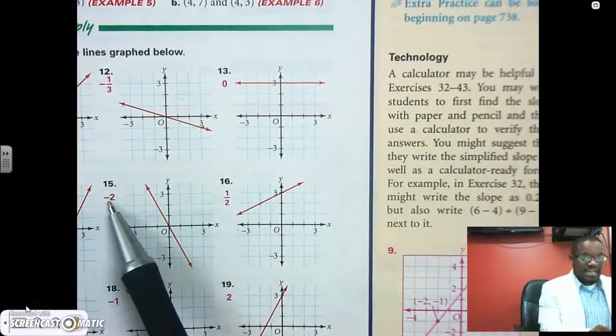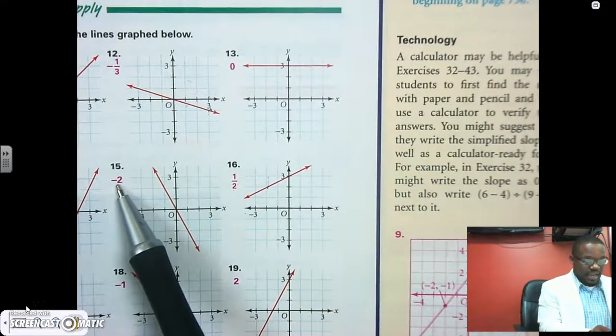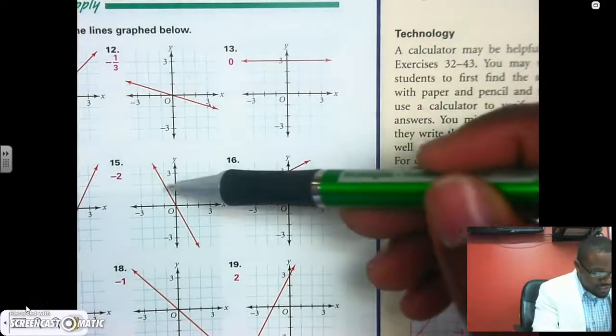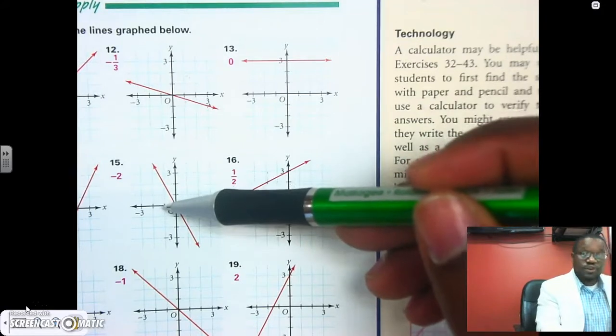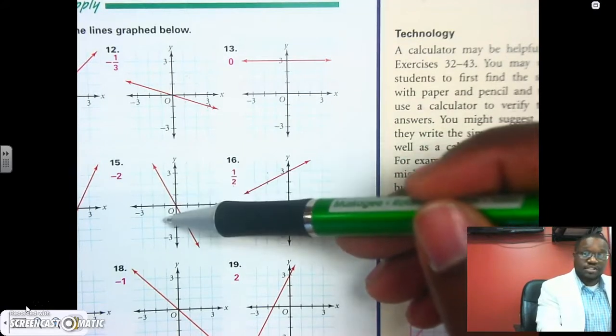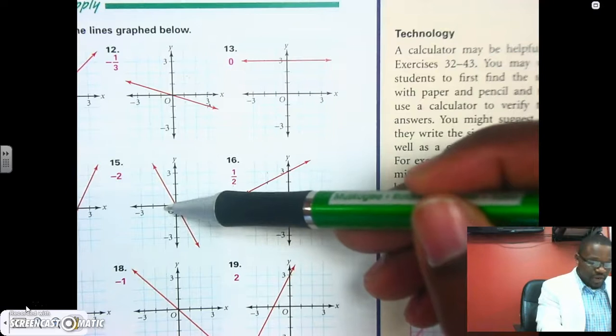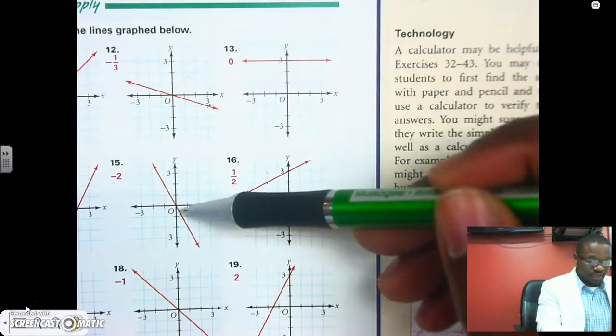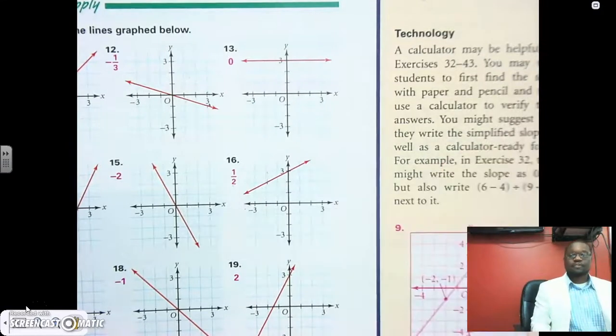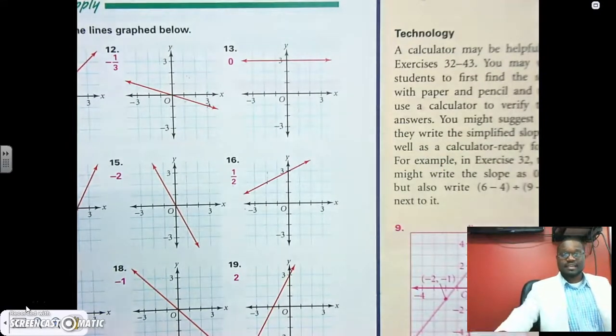Notice that this is -2 as the answer to number 15. How do we get -2? If I start here and I count down 1, 2, that 2 is on top and it's down, so it's negative. And then I count to the right 1. So what's -2 over 1? That's -2. So in summary, we have 3 ways to find a slope.